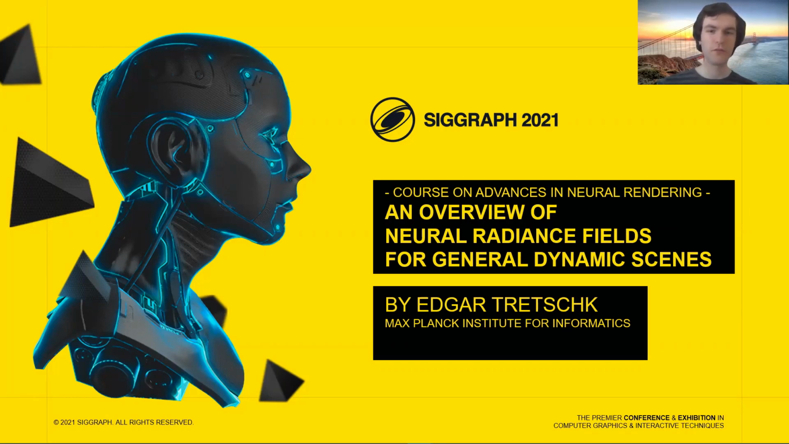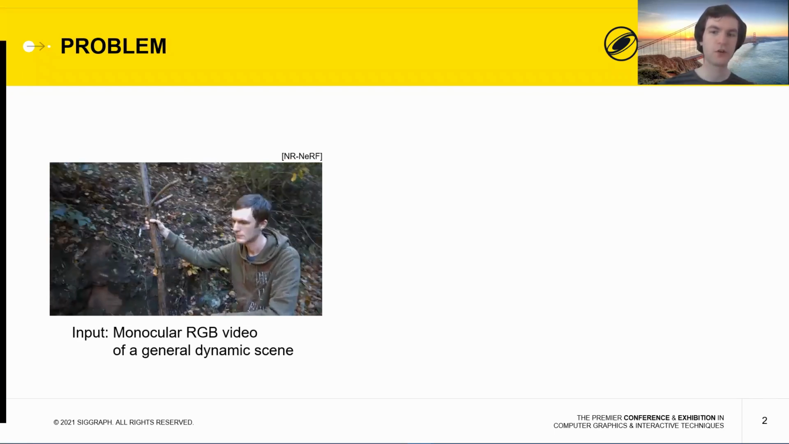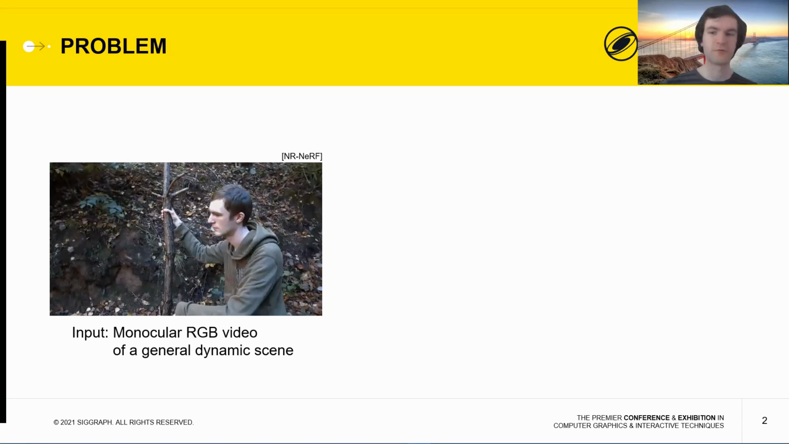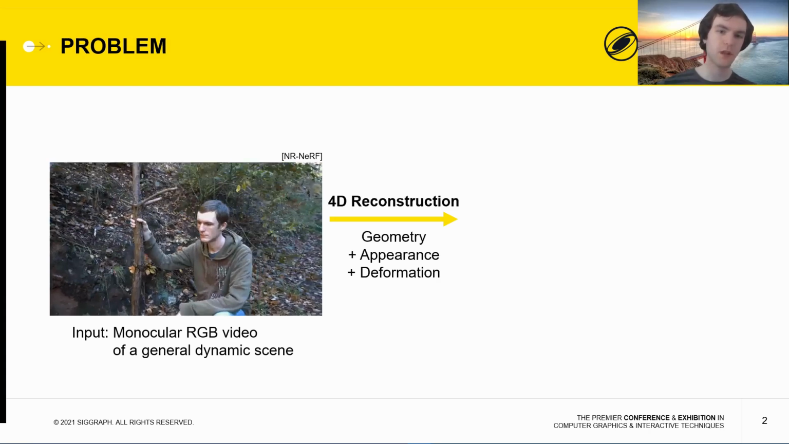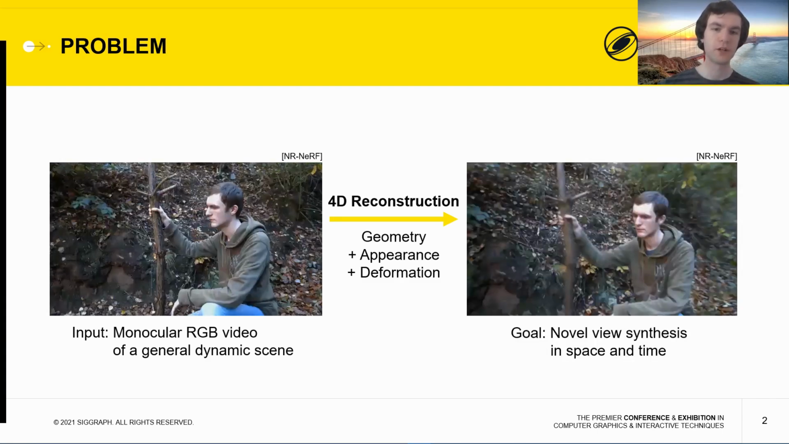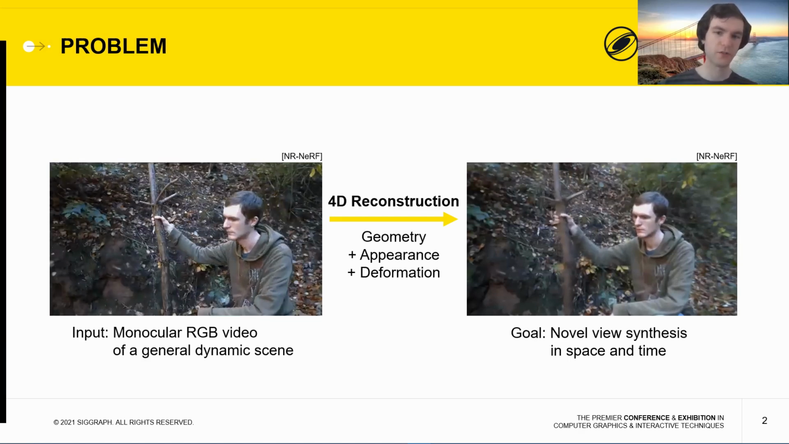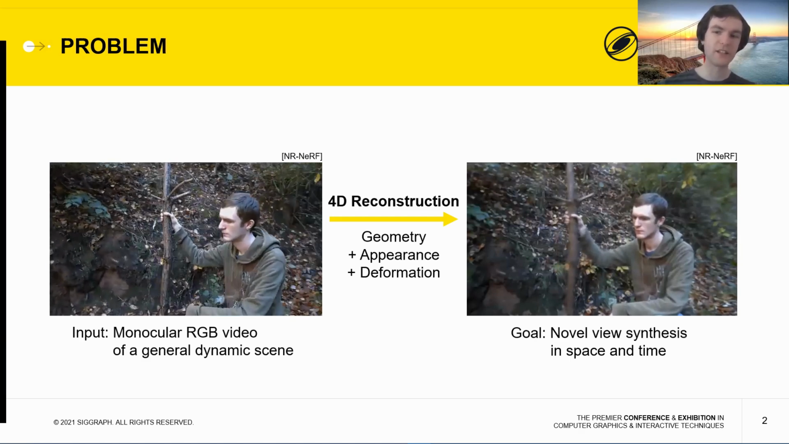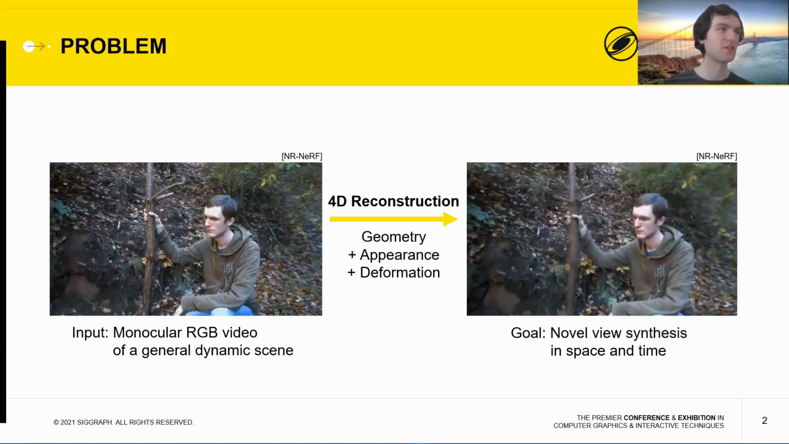In this talk, I want to give an overview of a number of recent papers that extend neural radiance fields to general dynamic scenes. The problem we want to look at takes as input a monocular RGB video of a general dynamic scene and is not restricted to faces or human bodies, as can be seen with the stick in this example. We then want to get a 4D reconstruction of that scene, namely the geometry, appearance, and deformations. This reconstruction then allows us to synthesize novel views in space and time. Ideally, we want these novel views to be consistent across those dimensions, as you can see in this example.